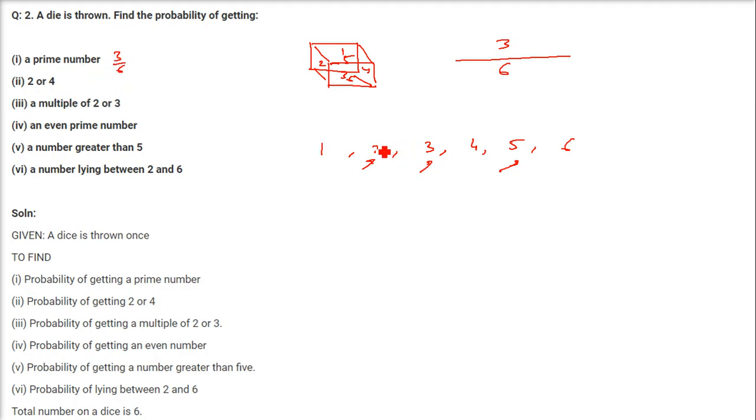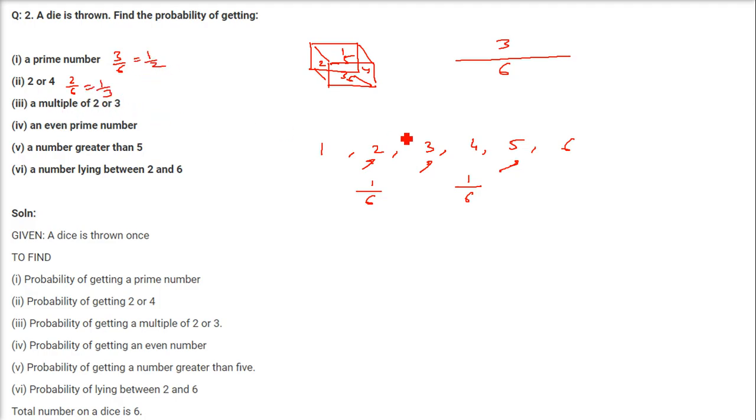2 or 4. So the probability of getting a 2 is 1 and total is 6. Probability of getting 4 is 1 because 1 among 6 and total is 6. So 1 by 6 plus 1 by 6 is 2 by 6. So this is going to be 1 by 2. And the earlier one is going to be 1 by 3.